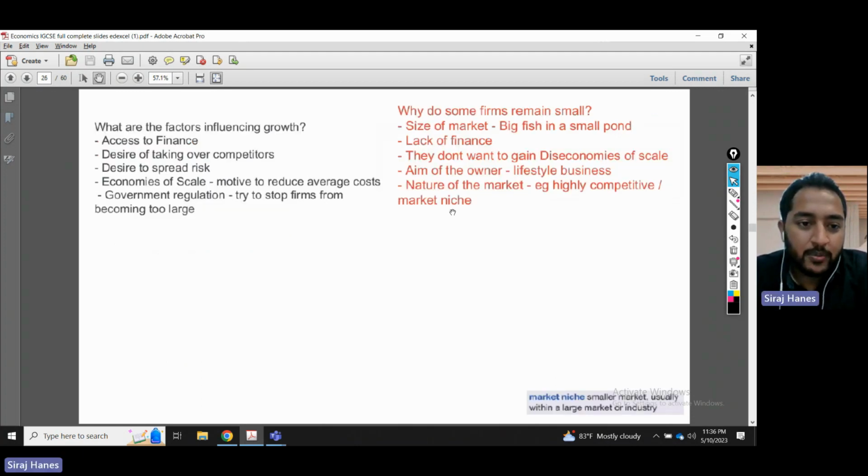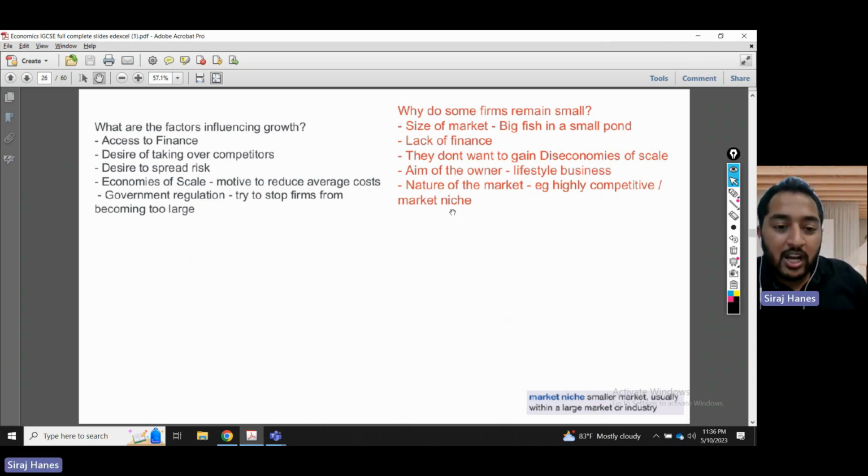Now, leaving that topic and moving forward, what are the factors that influence growth? How can you grow? Can a small firm grow? Yes. What influences that? Access to finance. Do they have money? Is there a desire to take over competitors? Is there a desire to spread risk? Then what else can we say? We can also talk about economies of scale. Sometimes they're motivated to reduce the average cost, so they try it because they want to make more profits.